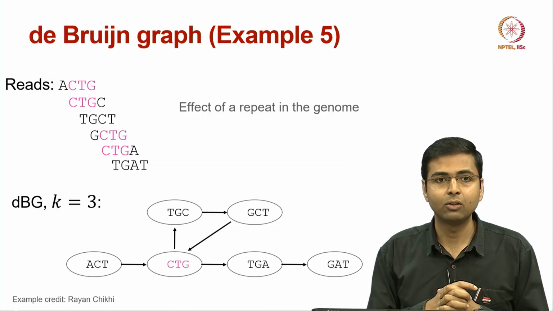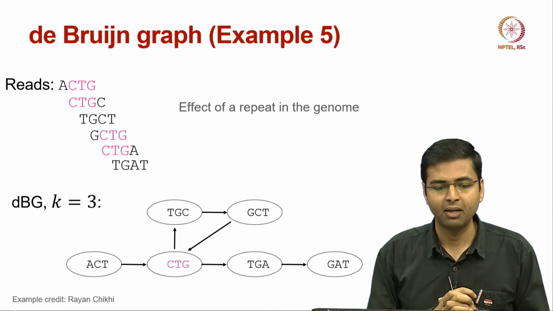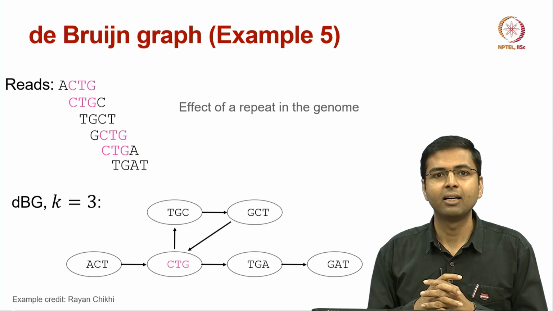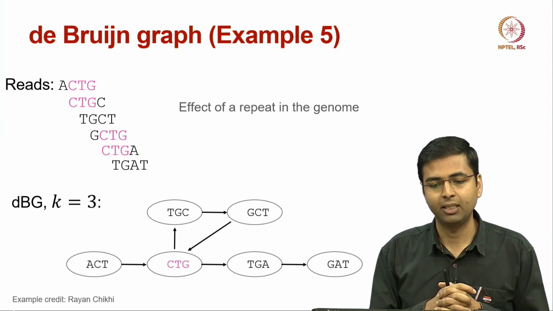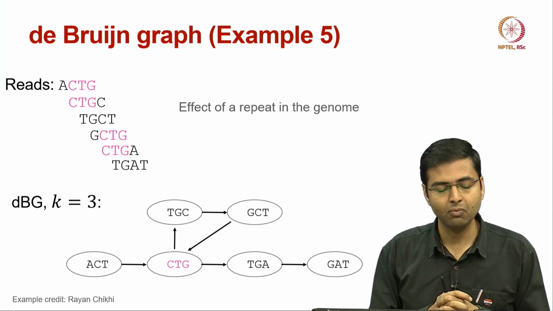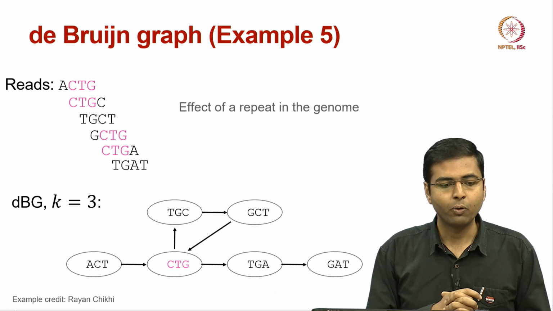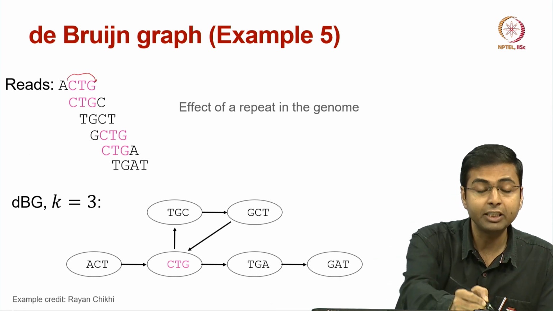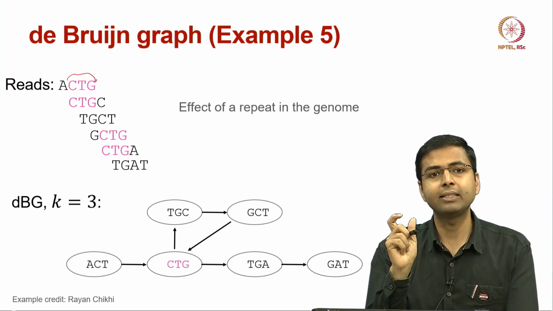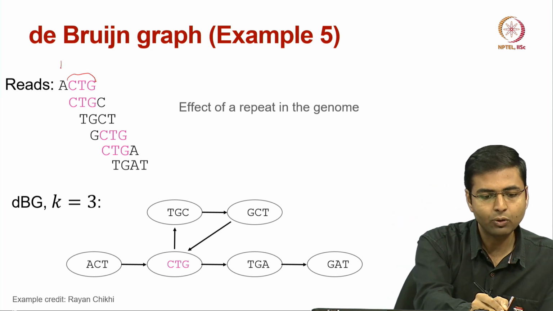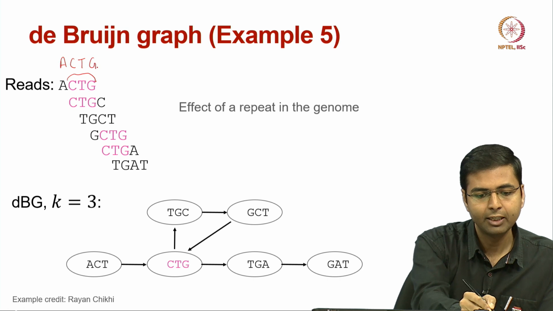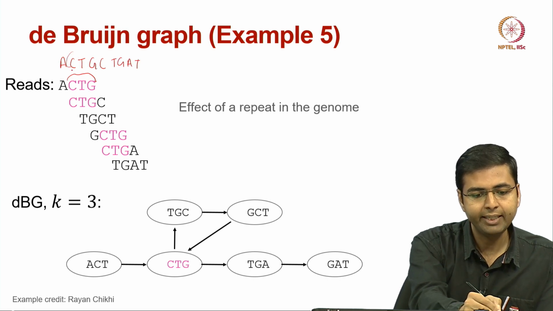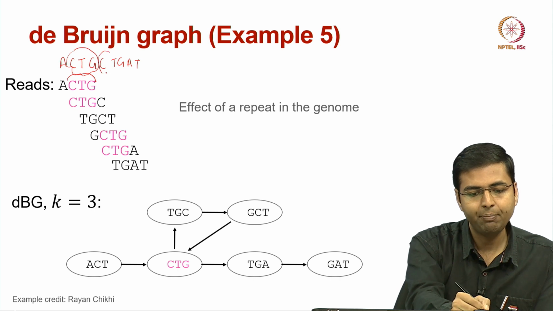So, let us come back to the de Bruijn graph examples. Here I am showing you another example just to illustrate the effect of repeats in the genome sequences. Here I am showing you an example where the substring CTG is repeated twice in the genome sequence. So, your actual genome sequence may be ACTGCTGAT, and your CTG pattern is repeated twice.